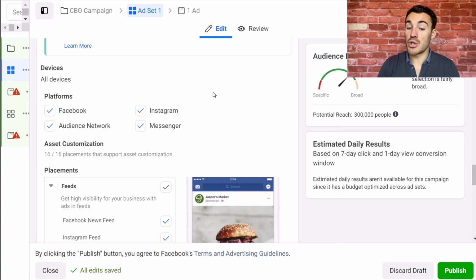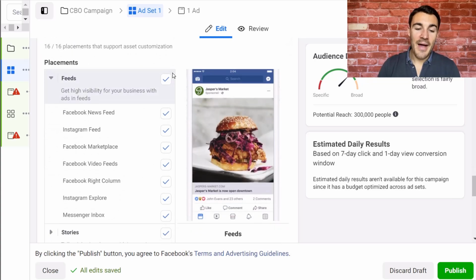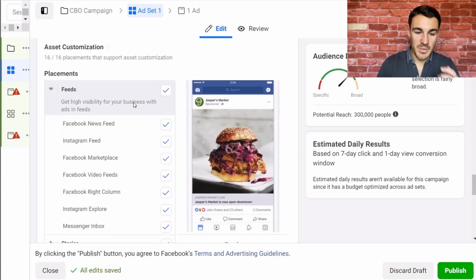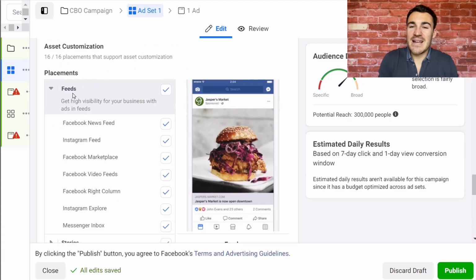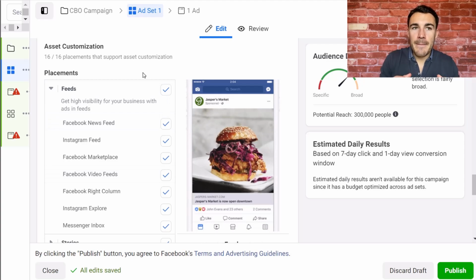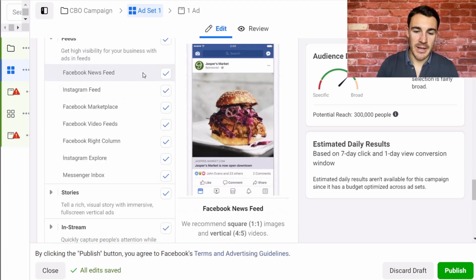So there's the regular platforms. You could just straight up decide, I don't want to advertise on Messenger, Audience Network, Instagram, Facebook, or vice versa. And then they also categorize the placements into categories. So not only have you got the different platforms, but you've got things like feeds. Feeds is a category of placement options, and included in that is things like the Facebook news feed and Instagram feed. These placement options function in somewhat of a similar way.